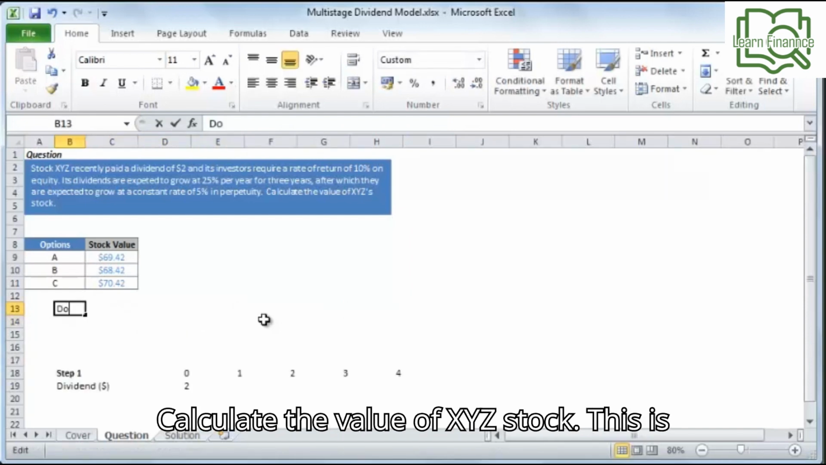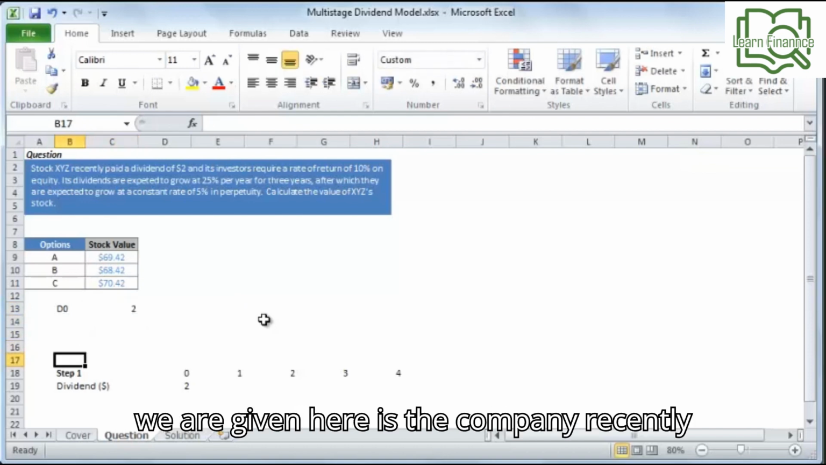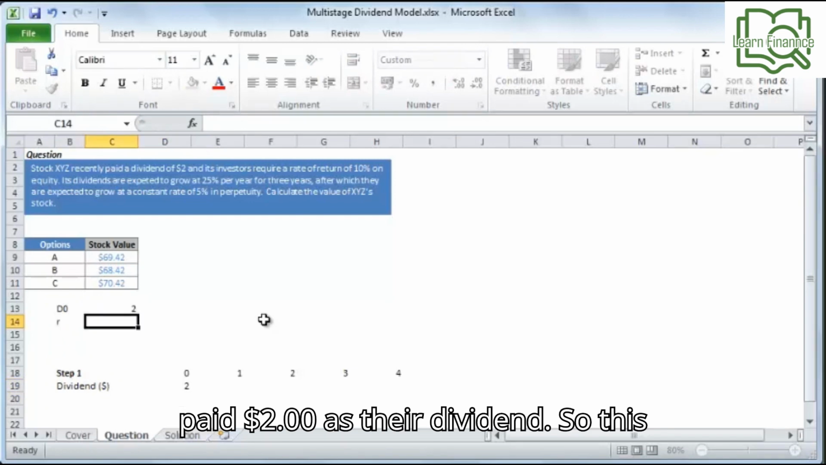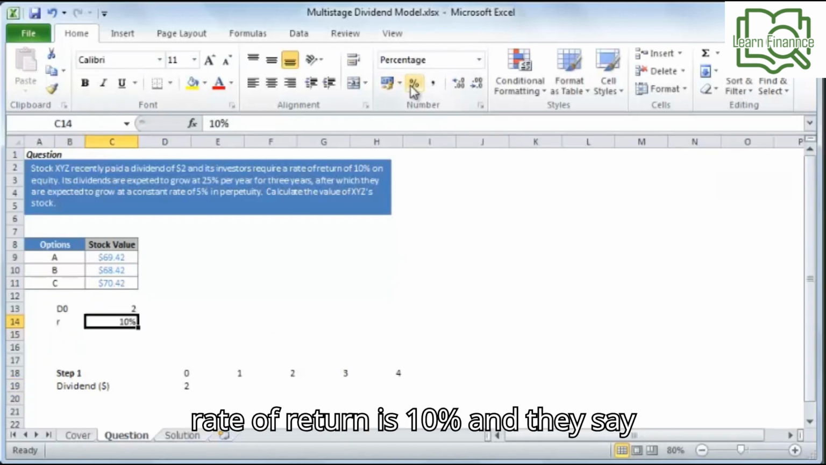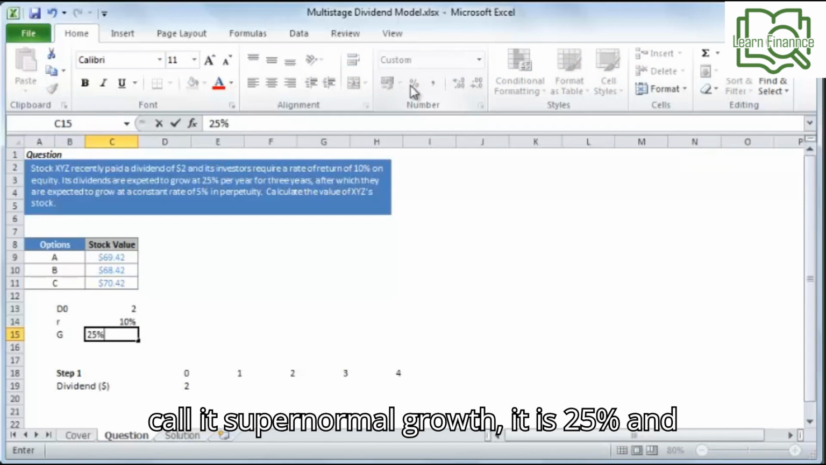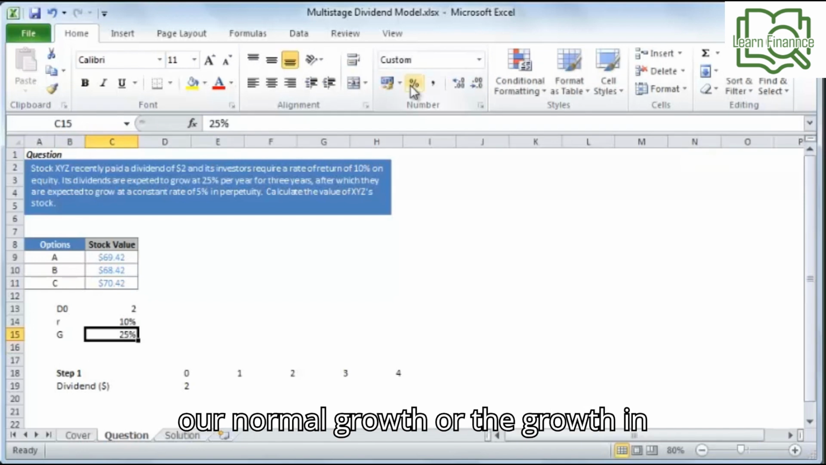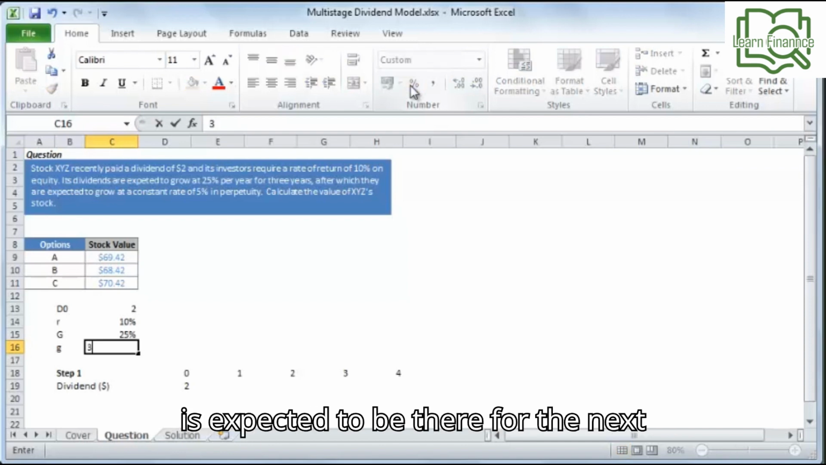This is year 0. Then we have 1, 2, 3, 4. What we are given here is that the company recently paid $2 as their dividend, so this becomes D0. We are also given that the rate of return is 10%. And they say that dividend is expected to grow, which we call supernormal growth. It is 25%, and our normal growth, or the growth in perpetuity, is 5%. Our supernormal growth is expected to be there for the next 3 years.